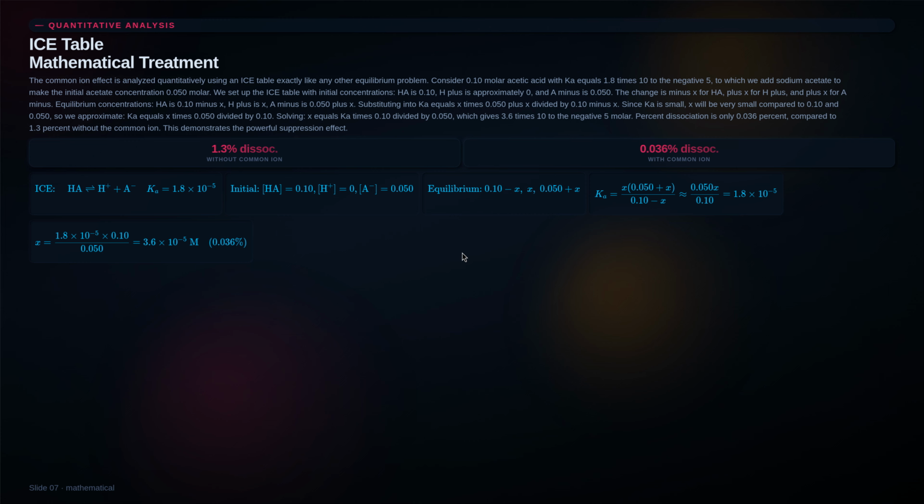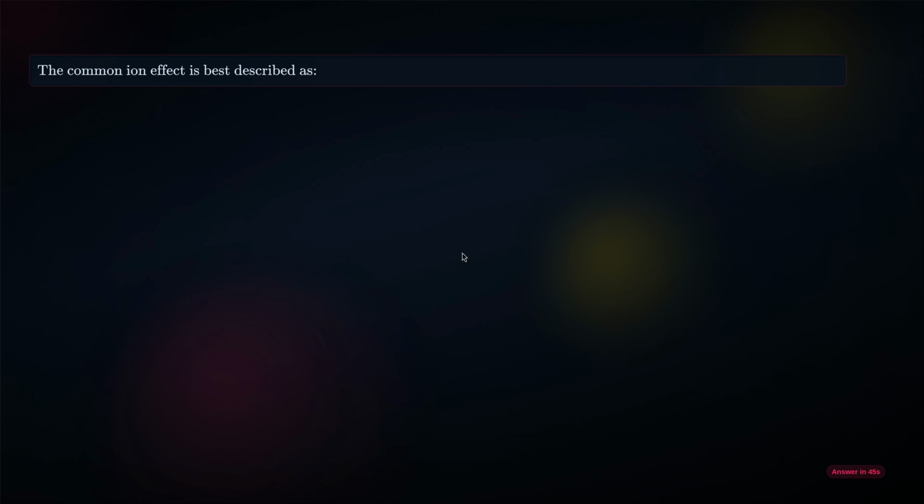Substituting into Ka equals X times 0.050 plus X divided by 0.10 minus X. Since Ka is small, X will be very small compared to 0.10 and 0.050, so we approximate. Ka equals X times 0.050 divided by 0.10. Solving gives X equals 3.6 times 10 to the negative 5 molar. Percent dissociation is only 0.036% compared to 1.3% without the common ion. This demonstrates the powerful suppression effect.